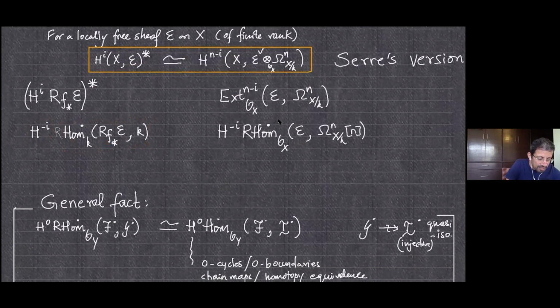So RHom is simply taking this complex and Hom-ing it into this, and that's a new complex. You're supposed to do it by taking an injective resolution on this side, but it's over a field K. So actually you don't have to derive anything, simply take Hom of Rf_* E into K. And on this side, this Ext^(n−i) can again be interpreted as h^(−i) of RHom of E into omega_n.